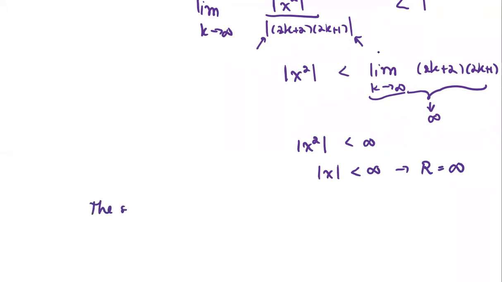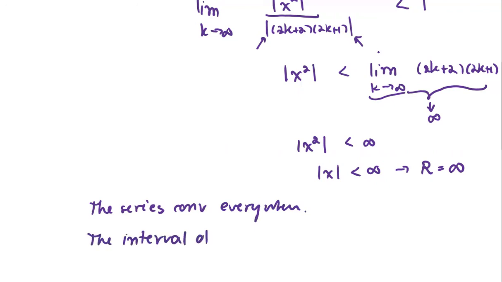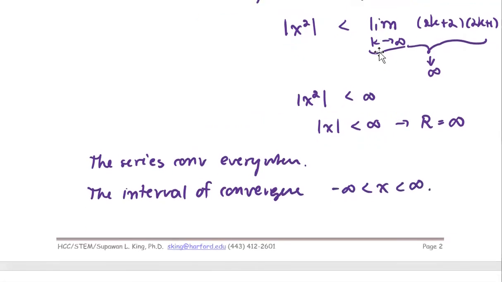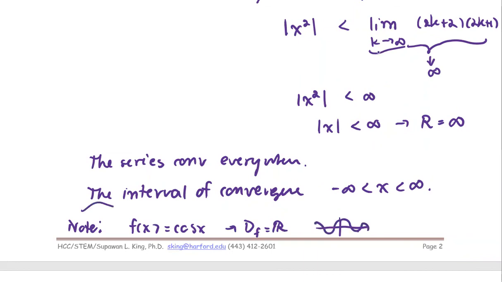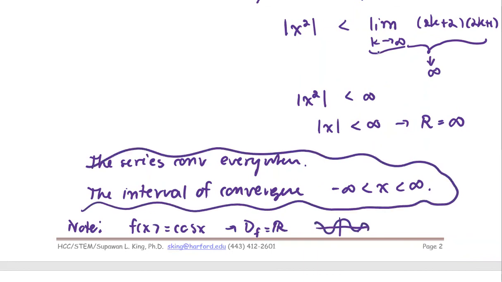It means the series converges everywhere. Or we say the interval of convergence is negative infinity less than x less than infinity. Note that the domain of the function f of x equals cosine x is the set of all real numbers, as you consider the graph as a periodic graph. So you will see the connection between the interval of convergence and the domain as a general function property.